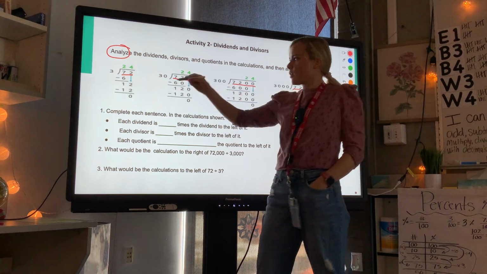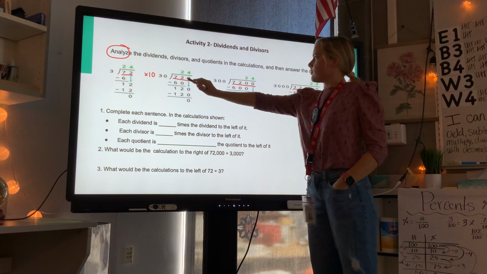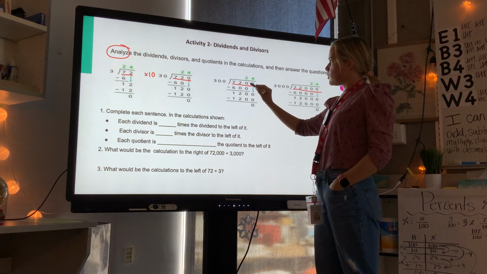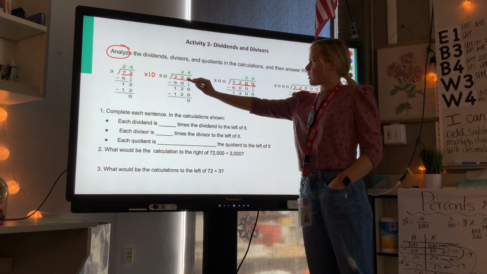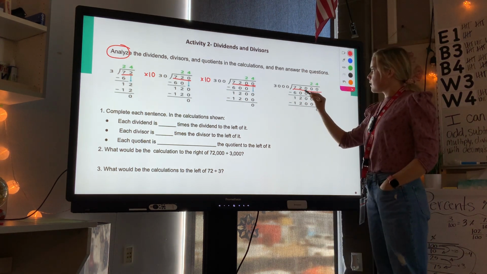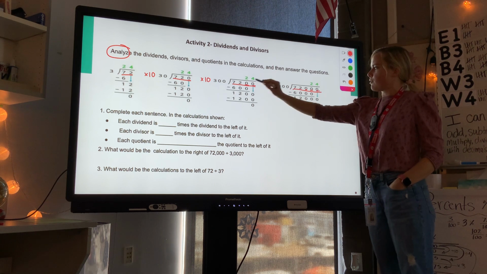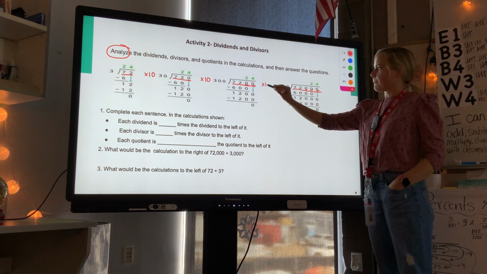When I add a zero, it's the same thing as timesing by 10, right? So here from 720 to 7,200, now there's two zeros. So it's like from here to here, I times it by 10. Okay, here I see one more zero. There's three zeros this time. So from the left one to the right one, I multiplied it by 10.